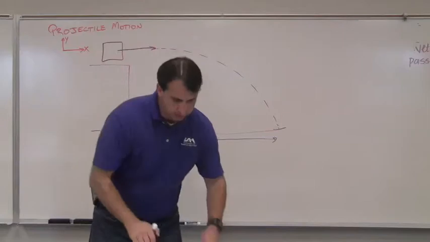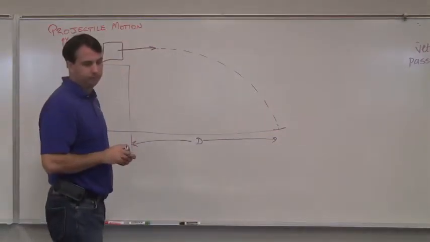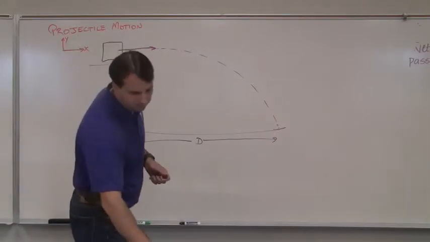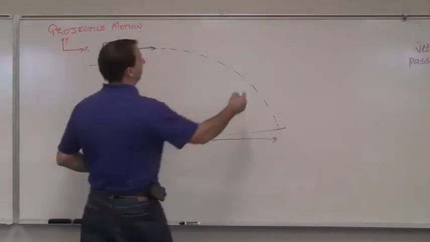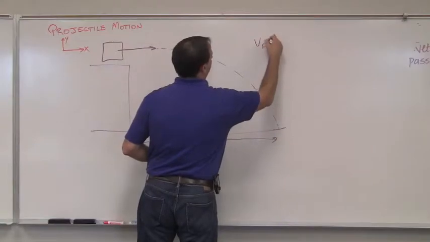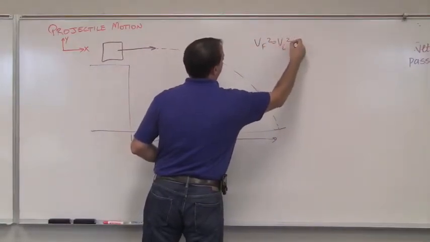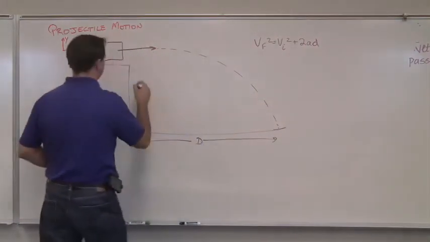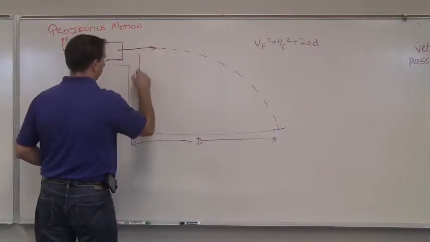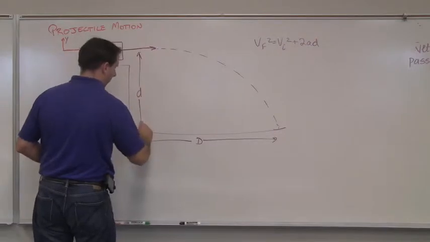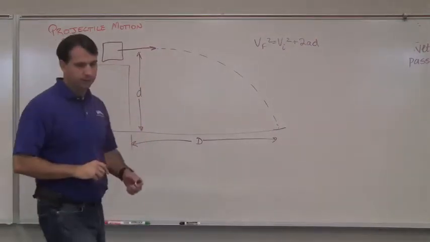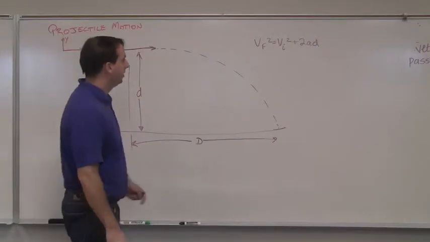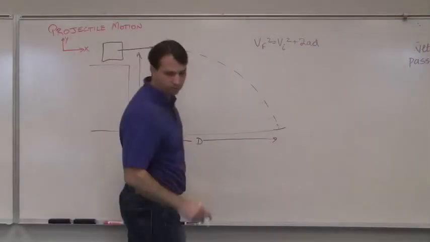So where we calculate that is, let me get my cheat sheet out. V final squared equals V initial squared plus 2AD, where this is this D, right? So that's that distance that you're falling. Your initial velocity, this is only in the y direction, okay? So this is y direction only.